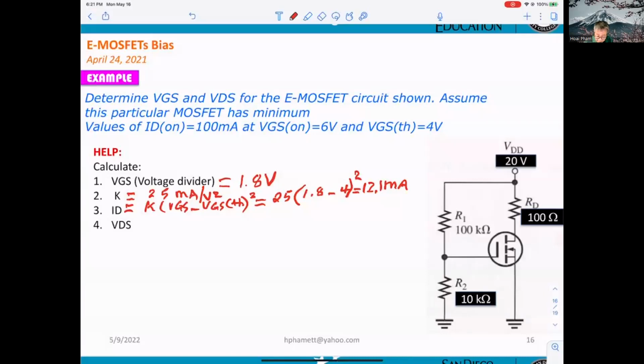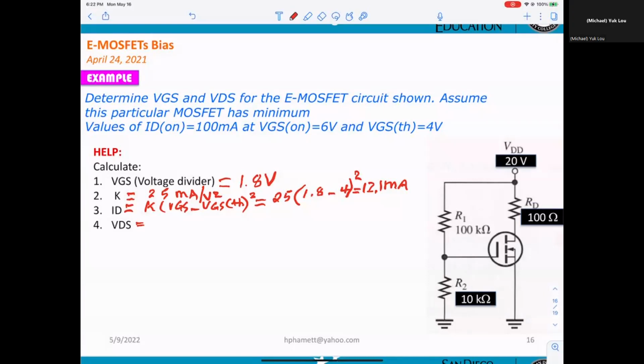VGS. That's the next question. So for this one ID is 121 milliamp, Mr. Pham. Oh, you get ID 121? 121 milliamp. Okay, now what did I do wrong in here? You didn't do anything wrong.